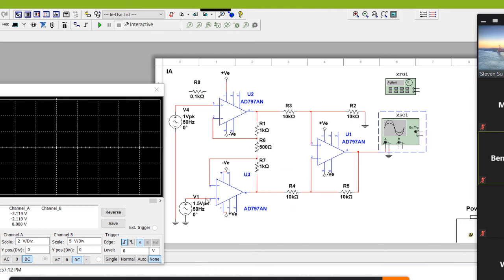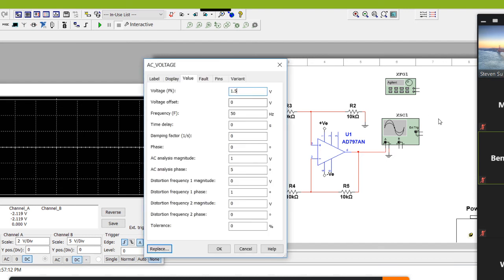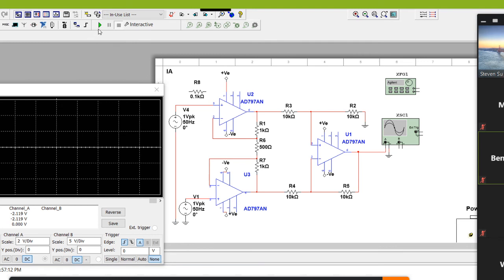I leave that to you at home. But this one I still change back. I want to show you what happens when they are exactly the same. If they are exactly the same, what's the output? So they're nearly zero, right?